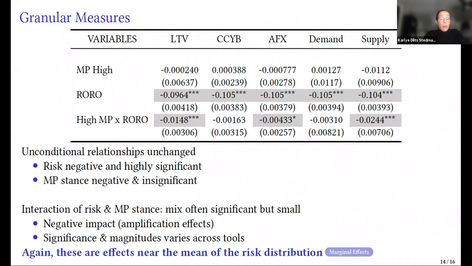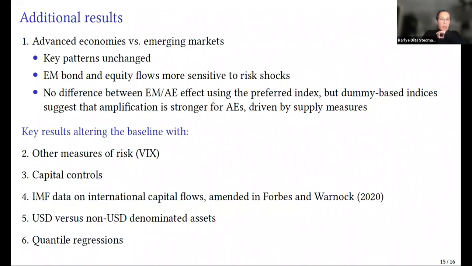So we also, I'm very, very seriously running out of time. So I just want to point out that we also take a granular approach to measuring the macroprudential stance, breaking down our preferred indices into the CCYB and the LTV and the FX measure, and then demand and supply. And we find that the main culprits behind our results are the LTV ratio, the foreign exchange based measures, and then measures targeting the supply of credit. And the marginal effects bear out similar patterns.